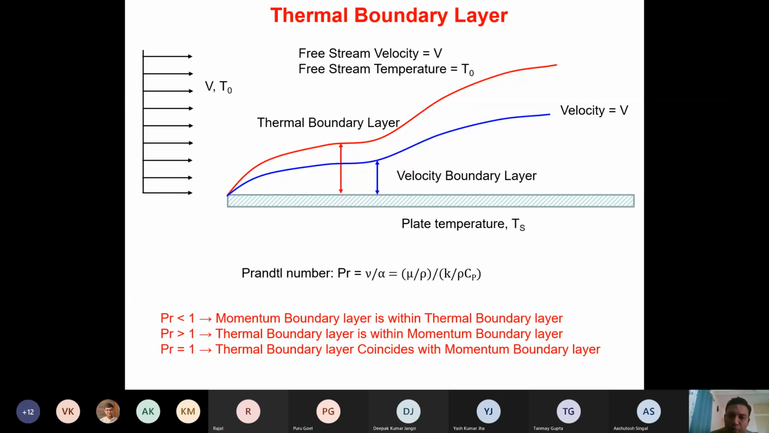So here one more important number we have started looking at is the Prandtl number, which is nothing but kinematic viscosity divided by the thermal diffusivity. So this particular number is important. We will see details of this later today.